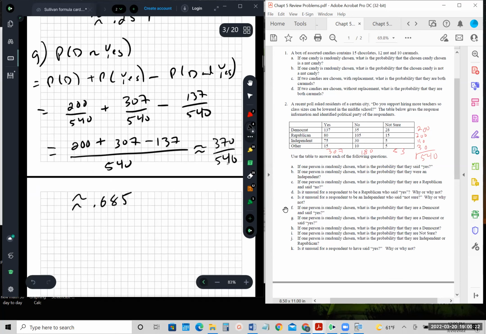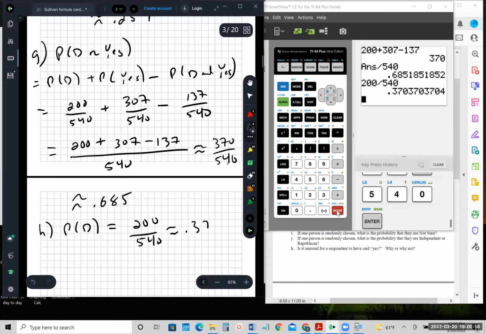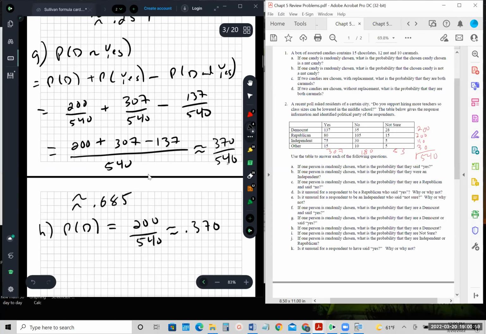So that would be G, and then H would be if one person is randomly chosen, what is the probability they are a Democrat? So probably should have asked that beforehand, but the probability of a Democrat would be the 200 over the 540. And that was the one I kept reading incorrectly. I was looking at the column for some reason. So that would be 200 divided by the 540, and that would be 0.3703, so 0.370. Okay, that would be H.